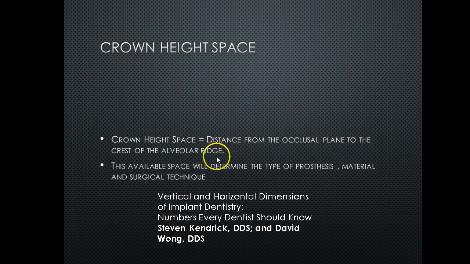And that crest of the alveolar ridge is where your implant is going to end up being. That'll be the highest point of your implant as it sits into the bone. So that's how we define the crown height space. This available space will determine the type of prosthetics, the material, and the surgical technique. That tells you how important the crown height space is, because it really dictates the type of prosthetic we're going to use, the materials involved, and to some degree even the surgical technique, whether we need to over-engineer, under-engineer, or go with the basic, even sometimes tilting or placing straight implants in more advanced cases.